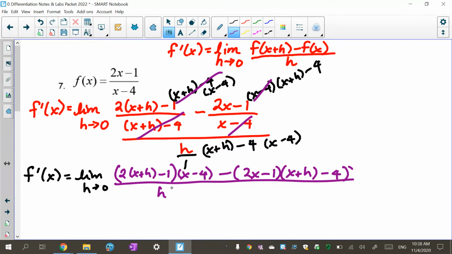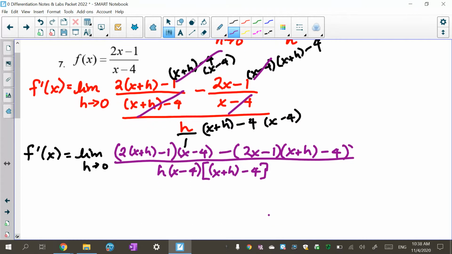I'm going to write it like this. h(x - 4) times, I'm going to use a bracket, (x + h - 4). Okay. So I got rid of the fraction.